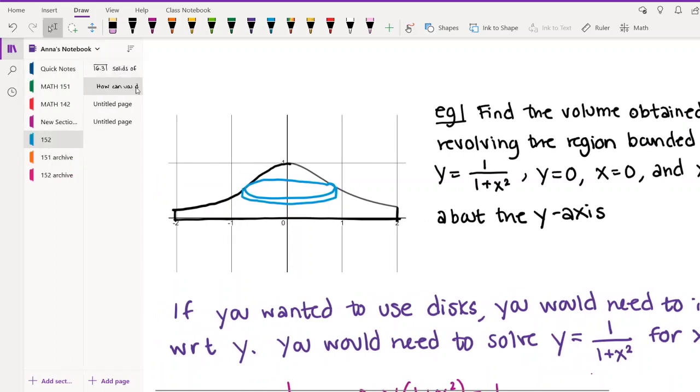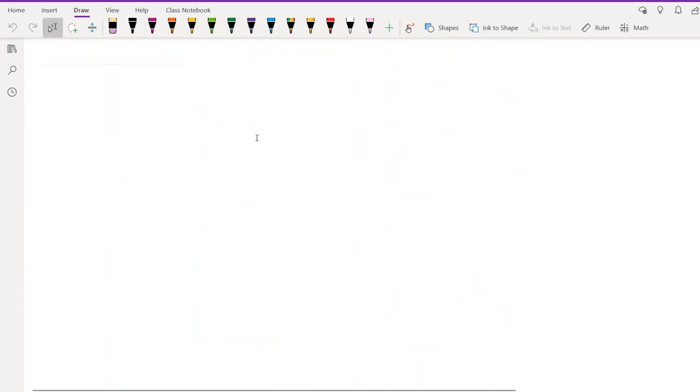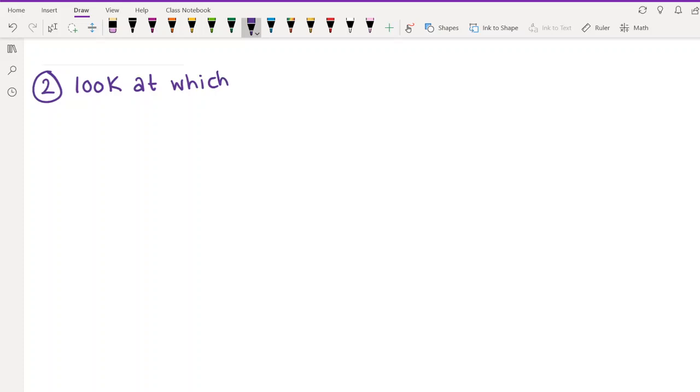Okay, so next thing I want to talk about is a way that you can visualize the differences between using the disk and washer method versus the shell method in situations where there's one dimension of your shape that's easier to measure than the other. So the second criteria you can use to determine what method to use is to look at what distance is easier to measure. And I know that's very vague. I'll show you exactly what I mean by that in a second.